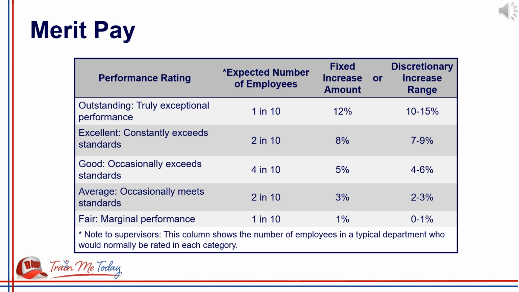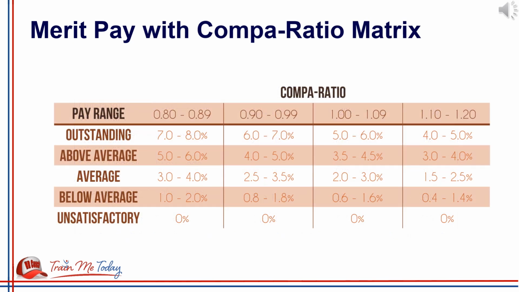Merit pay is the most popular pay-for-performance method. Here, high performers receive larger merit increases than low performers, so salary increases or bonuses are tied directly to one's productivity. This slide shows a sample chart for annual raises based on the performance rating of a group of employees.